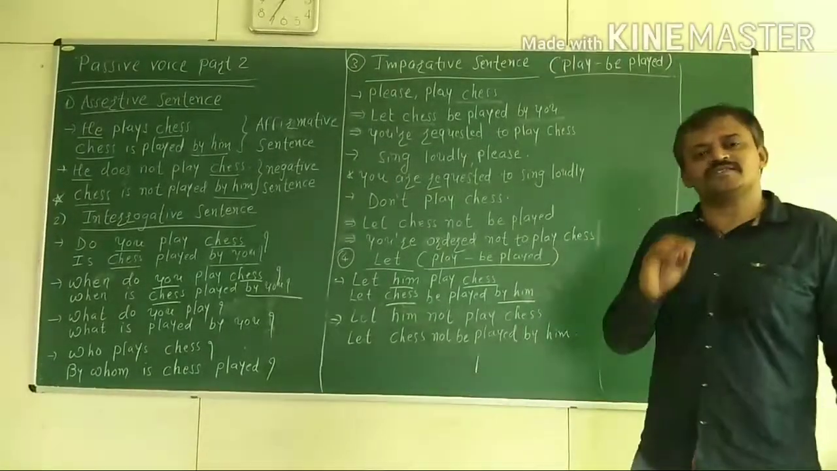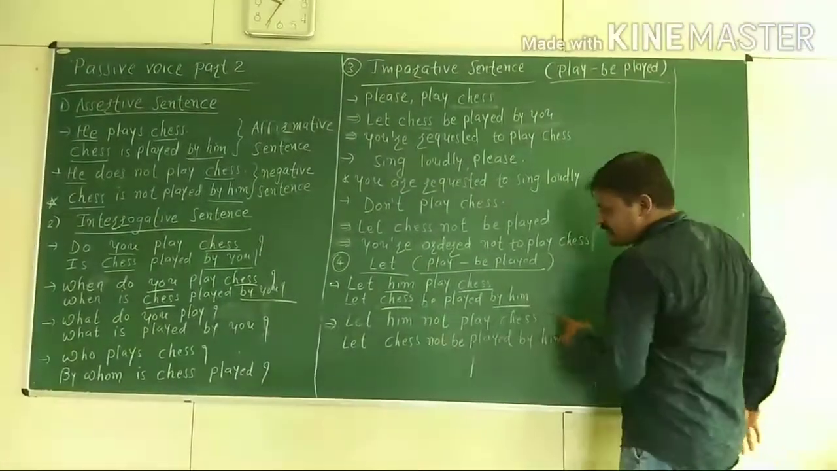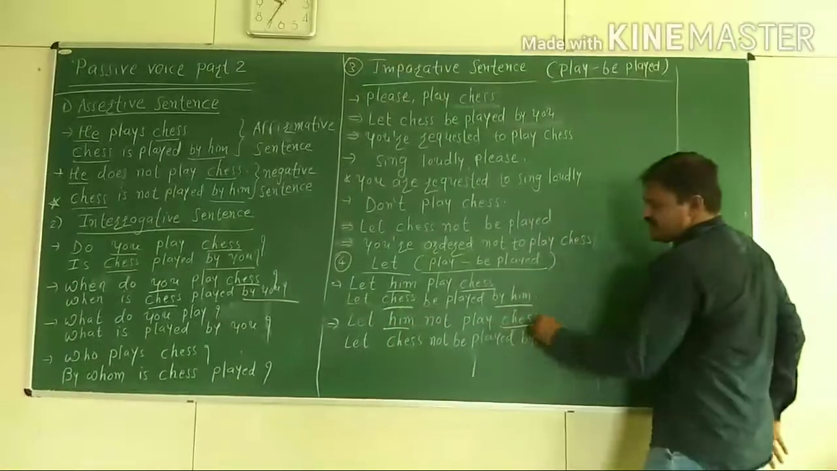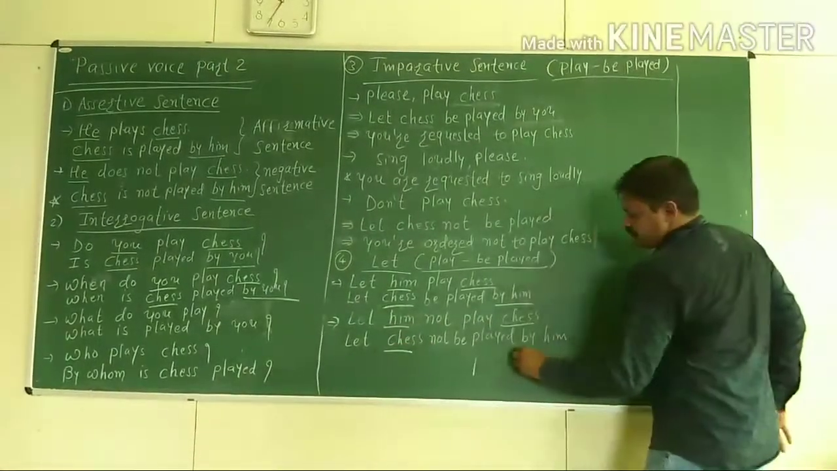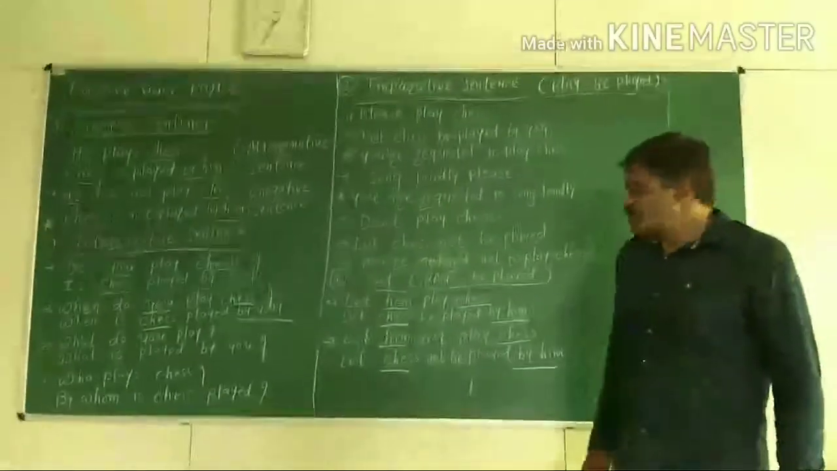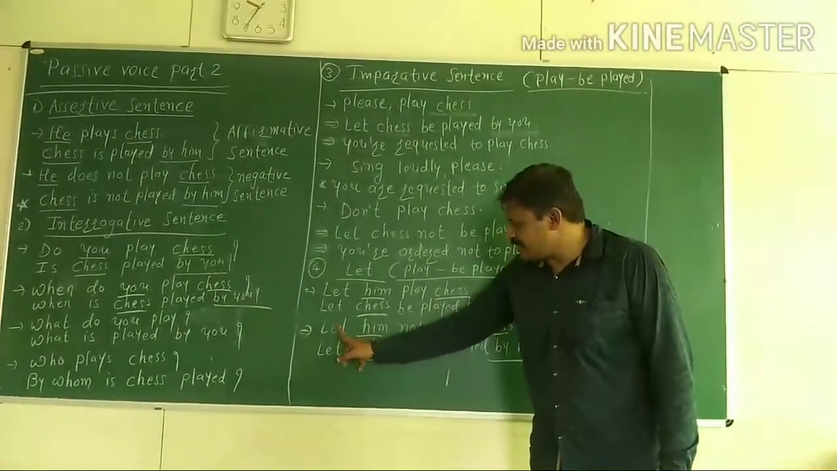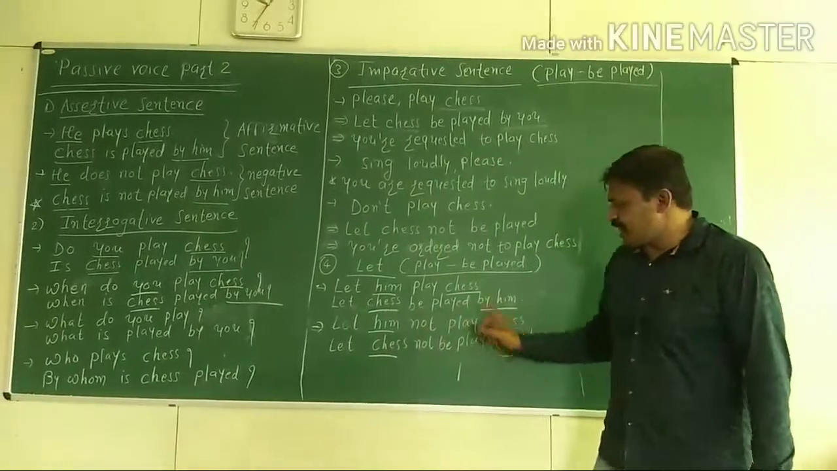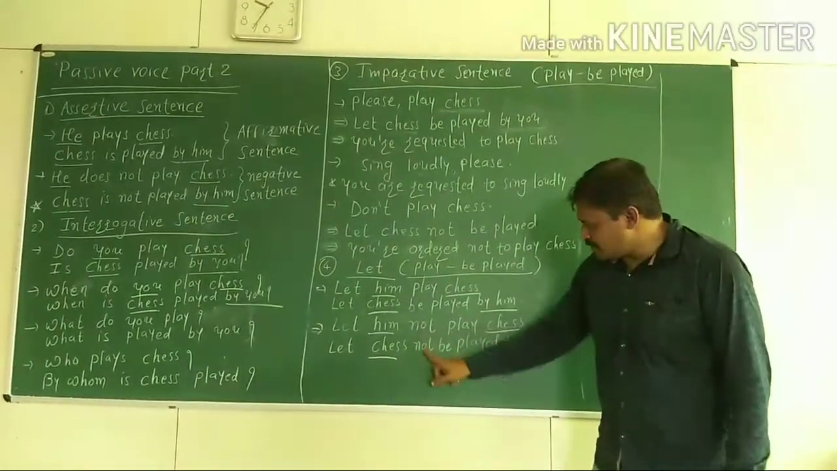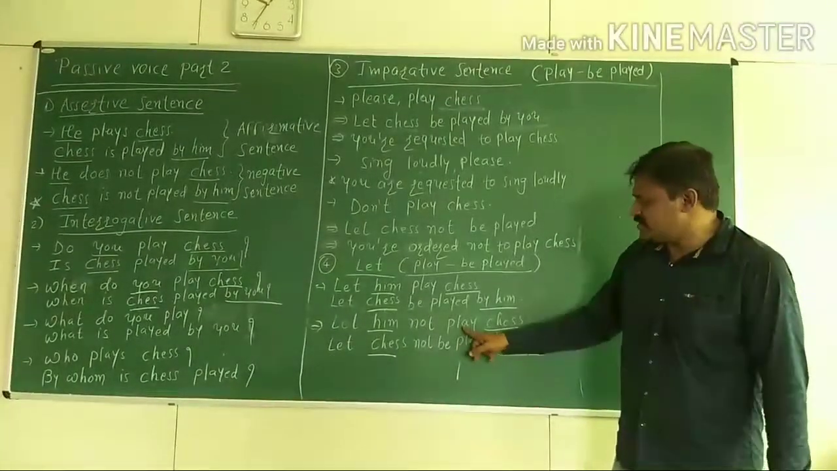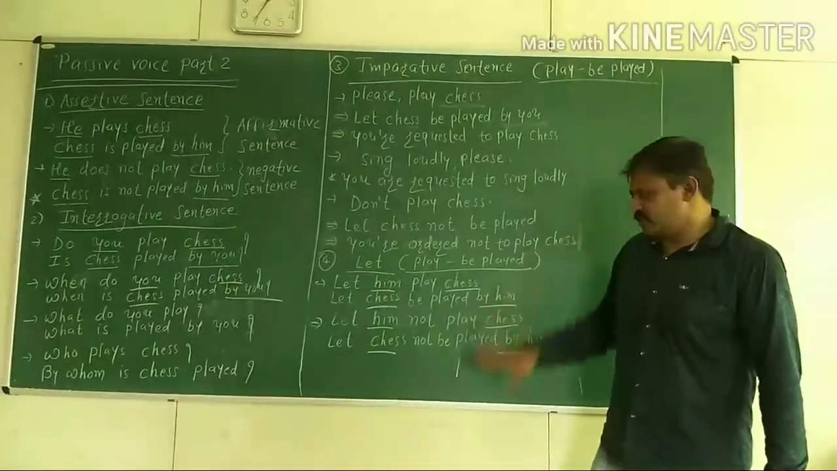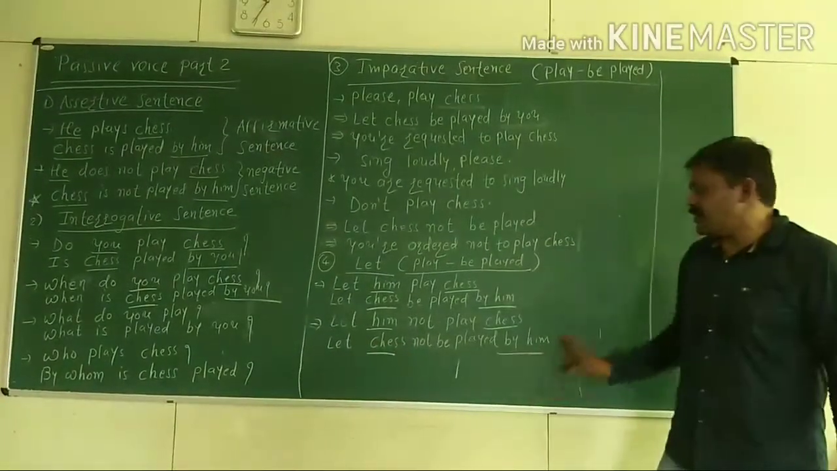In the same way, if it is the negative sentence, let him not play chess, the him and chess we have to change. We have to write let as before. Him and chess are replaced. Not remains not. Be played is the passive voice of play. So the sentence becomes let chess not be played by him.